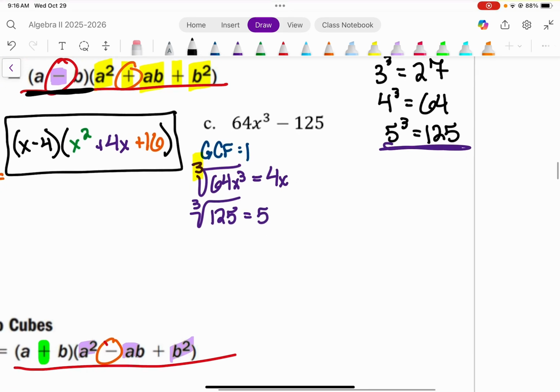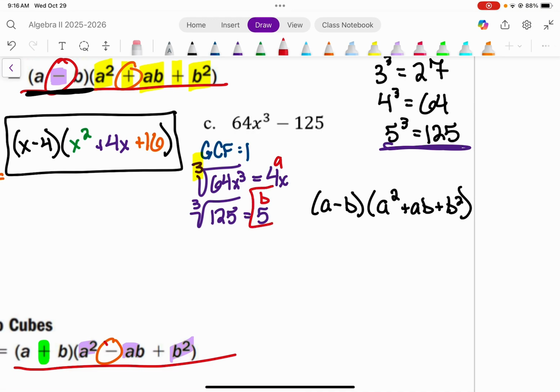When you're factoring a difference of cubes, it always starts with your a minus b. And then in your second set, you would have parentheses of a squared plus ab plus b squared. Looking here, our a value is 4x and b is 5. So we are going to take 4x minus 5 in our first one.